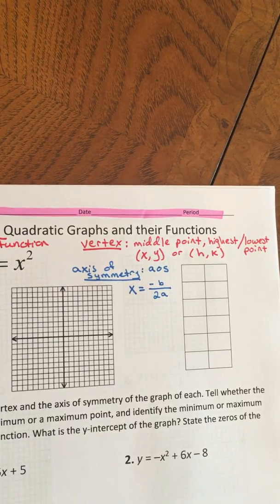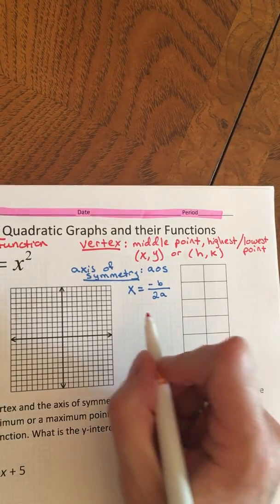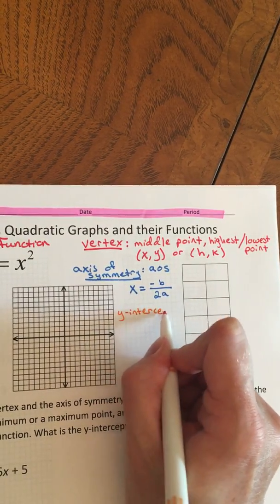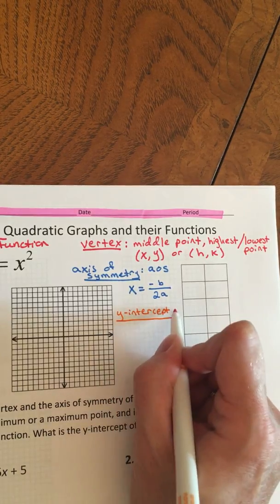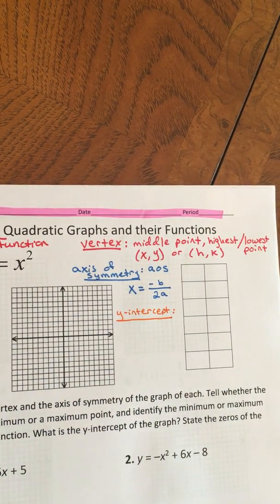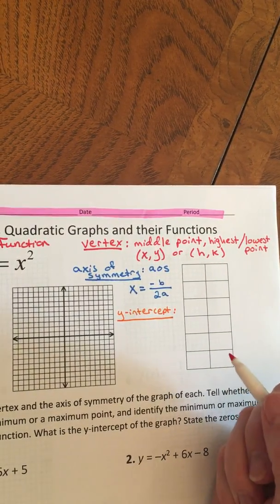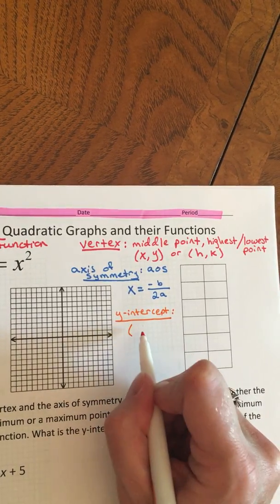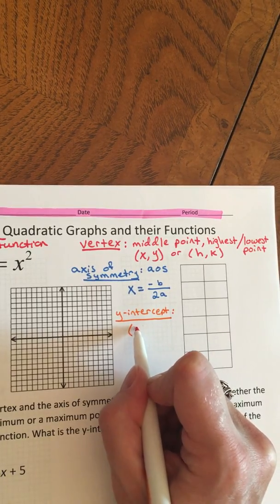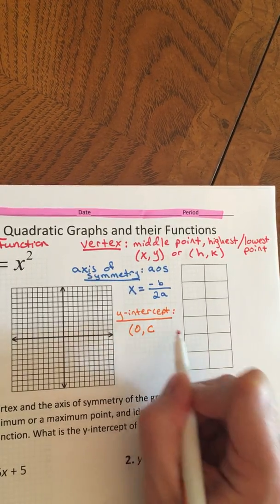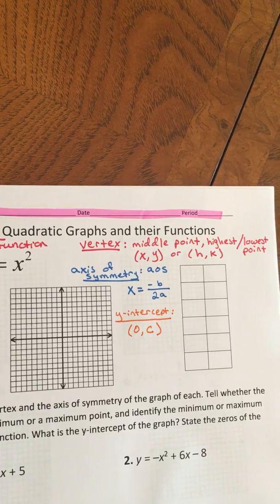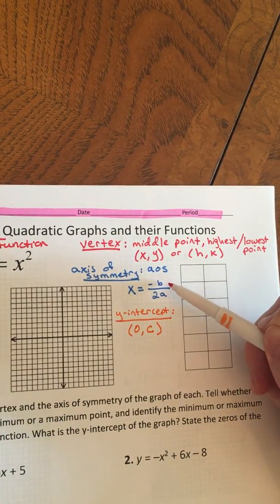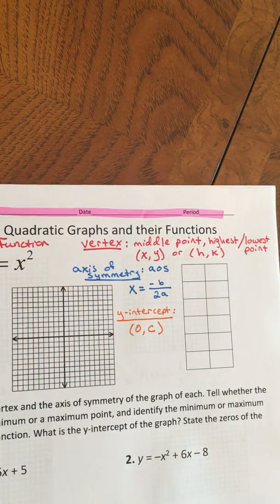We're going to talk about where a, b, and c come from. Let's see. We're going to have a y-intercept. The y-intercept can be written as a coordinate point or just as a number. And that coordinate point is always going to be at 0, c, whatever c is. So now we have a reference to an A, a B, and a C.